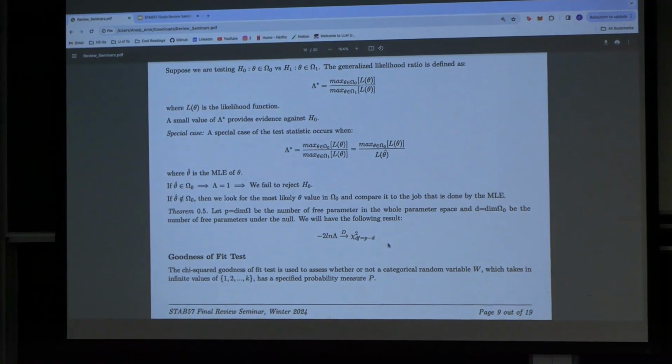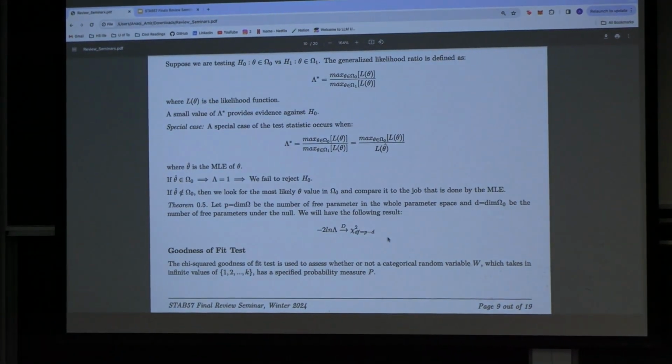What does 0 degrees of freedom mean, by the way? Do we know that? What does intuitively 0 degrees of freedom mean? Not exactly. It's not about the mean. It means there's no variability. It's fixed.